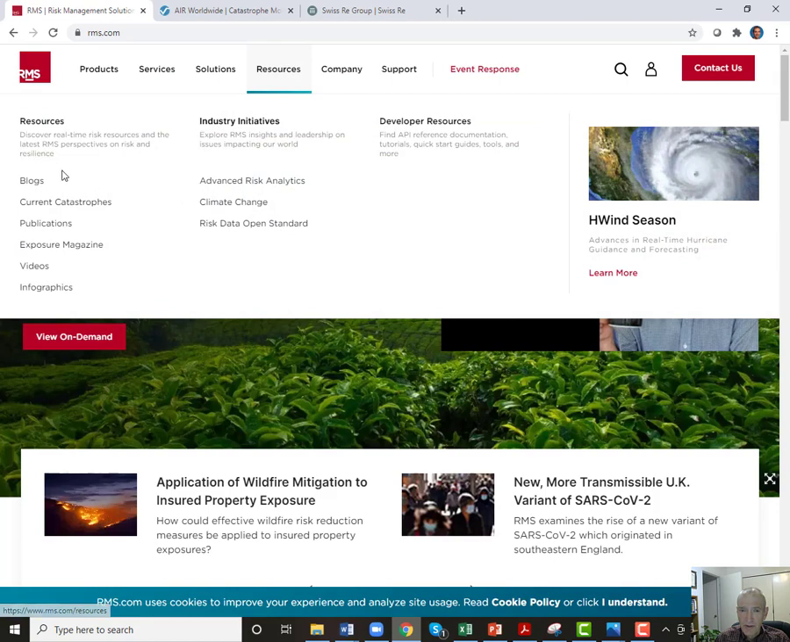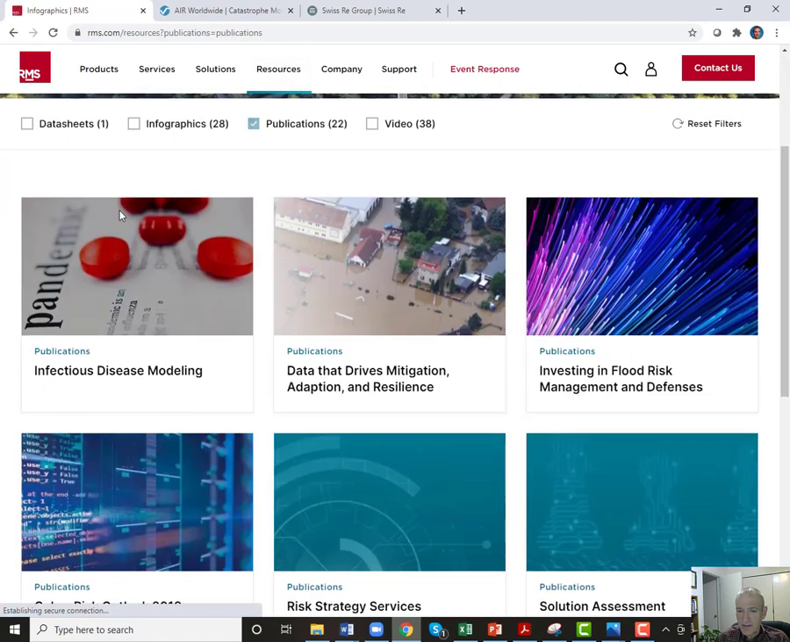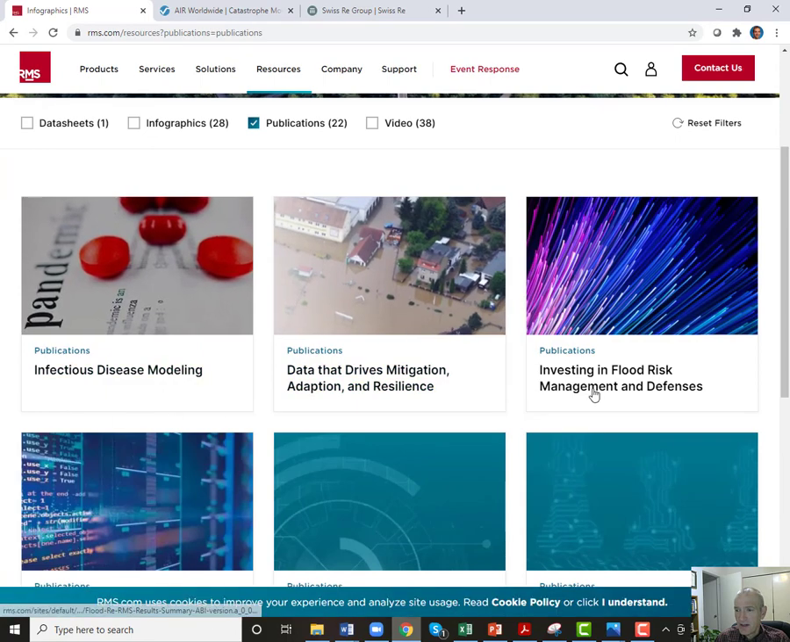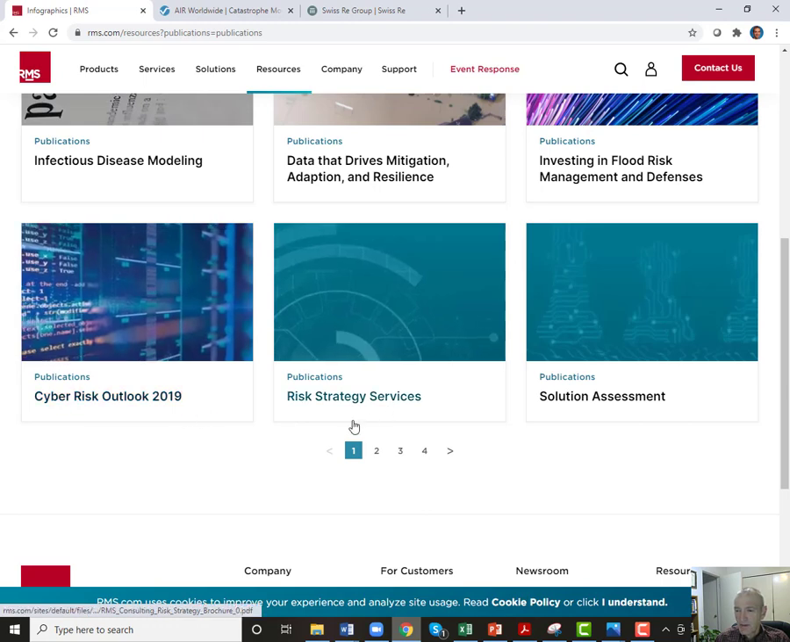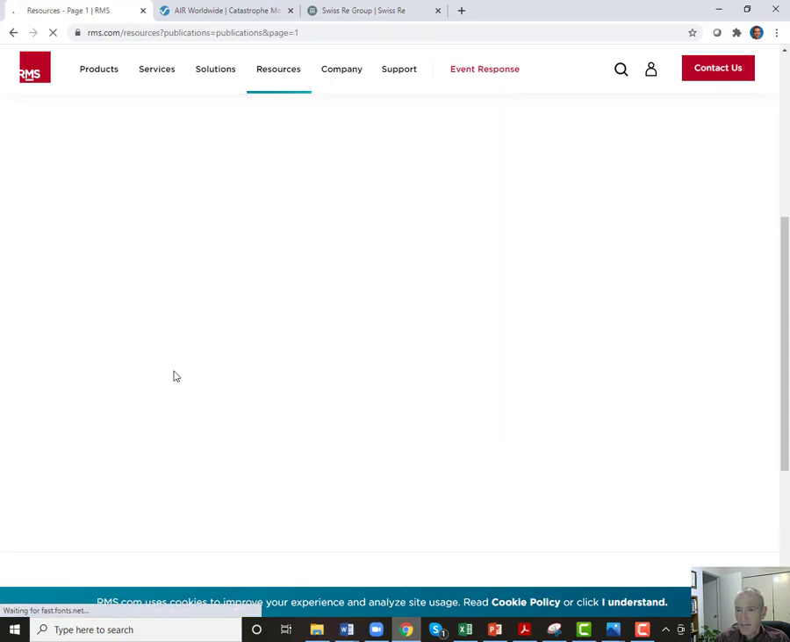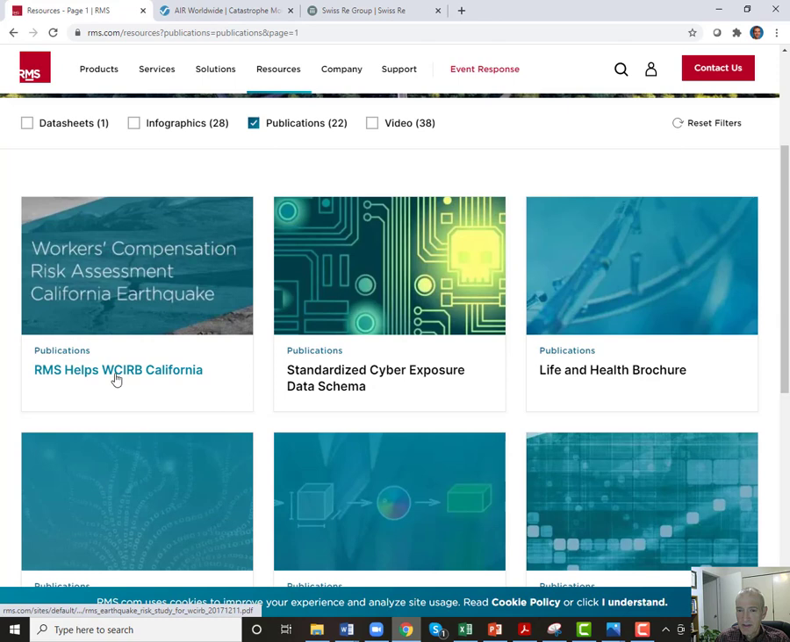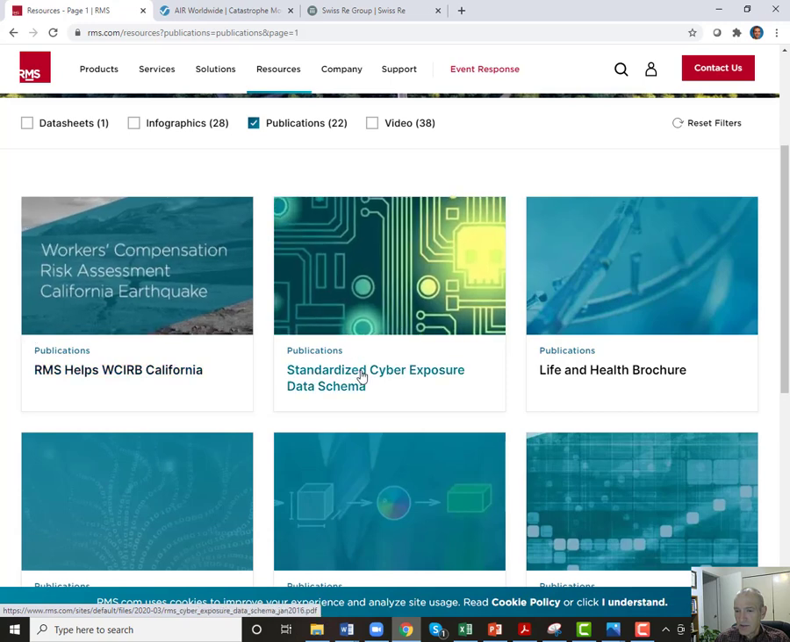So you look under resources, you can go to publications, and you can just see what they're talking about right now. Investing in flood risk, management and defenses, cyber risk. Cyber risk is a big one. So, if you want to write a paper on cyber security and cyber risk, you can see there's quite a few topics. There's something specifically related to California and earthquakes. There's another cyber risk exposure.